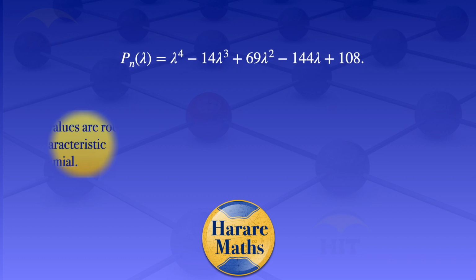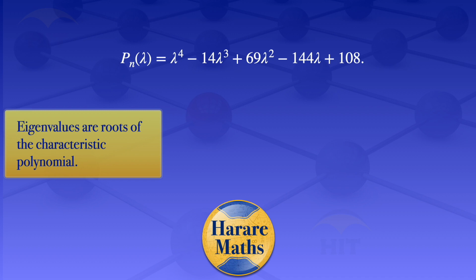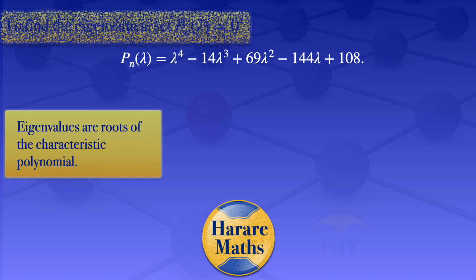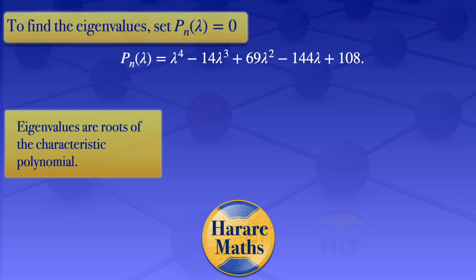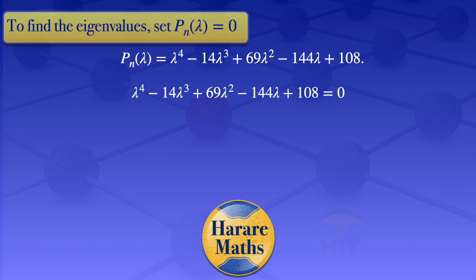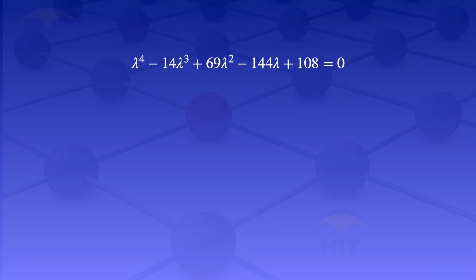By definition, we know that eigenvalues are roots of the characteristic polynomial. So since the characteristic polynomial is given there, what we have to do is set Pn of lambda equals to 0 and solve the equation for lambda to get the eigenvalues. So in this case, when you set Pn of lambda equals to 0, we would have lambda to the power 4 minus 14 lambda cubed plus 69 lambda squared minus 144 lambda plus 108 is equals to 0. We now have that equation.